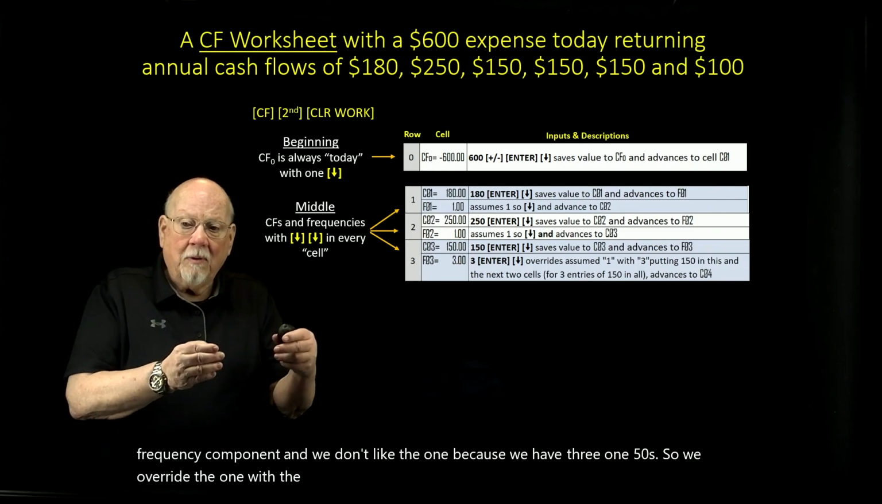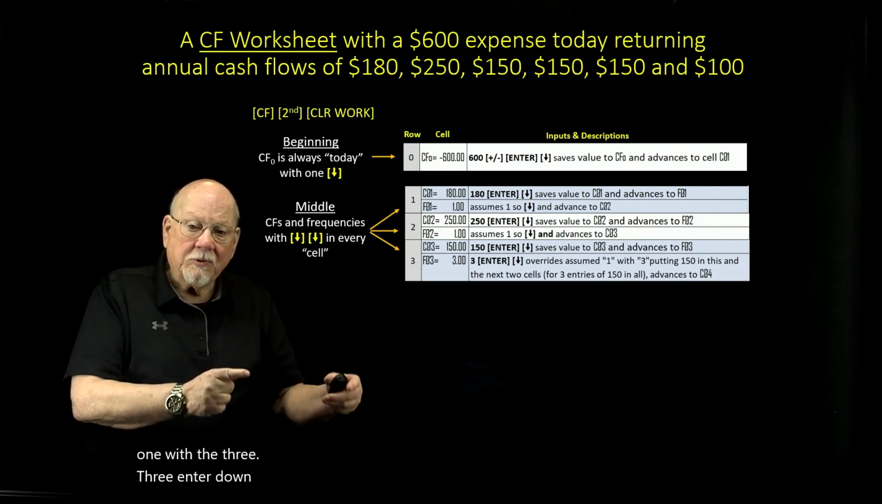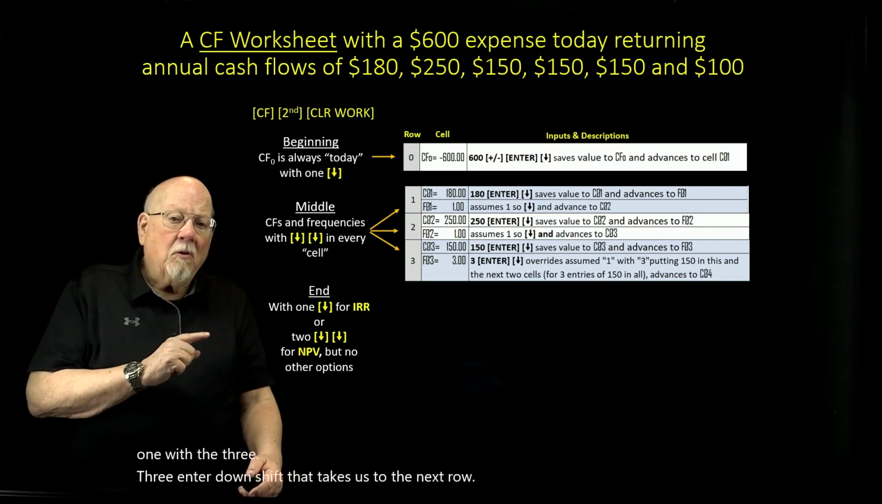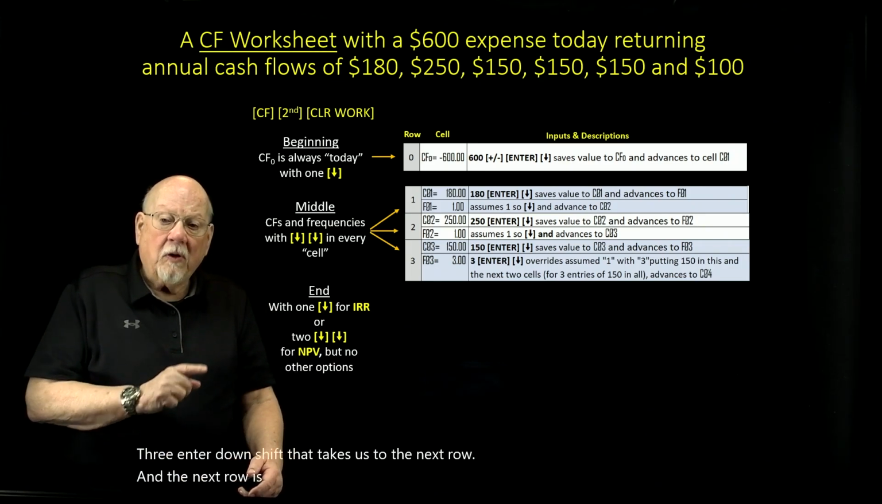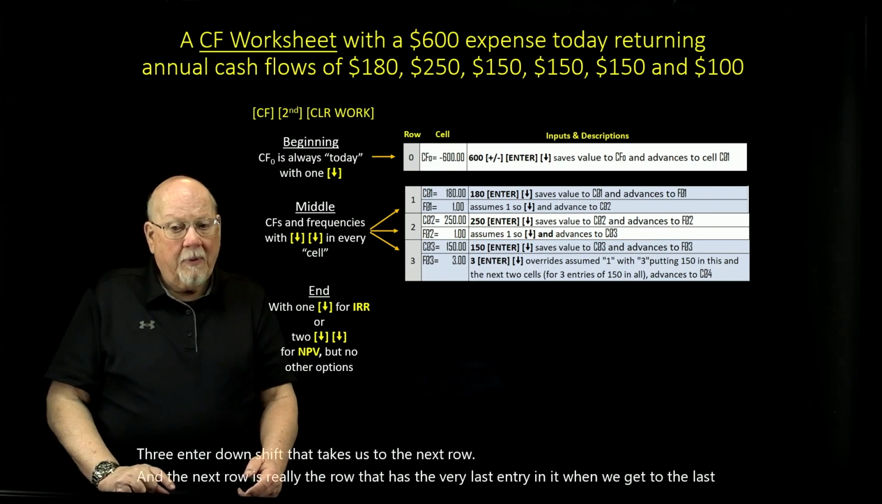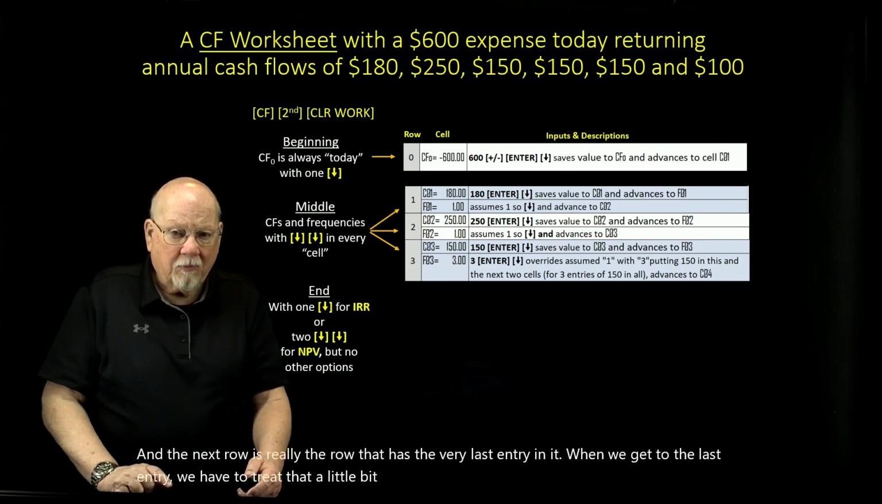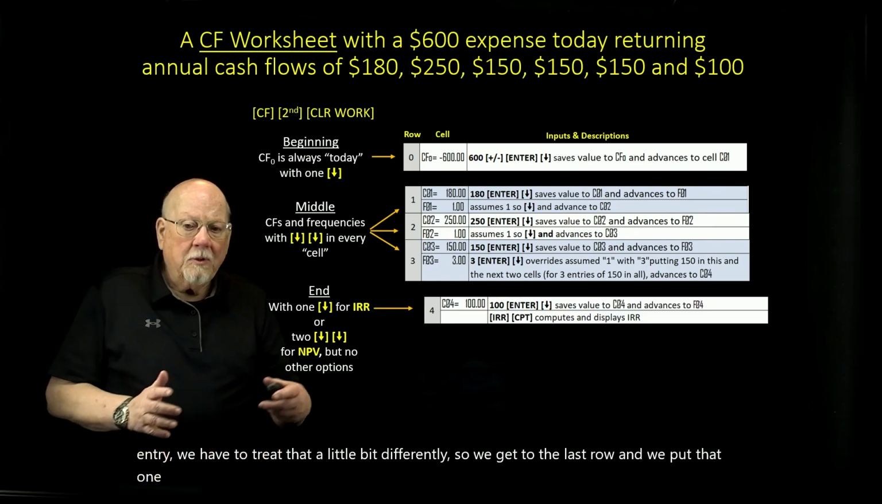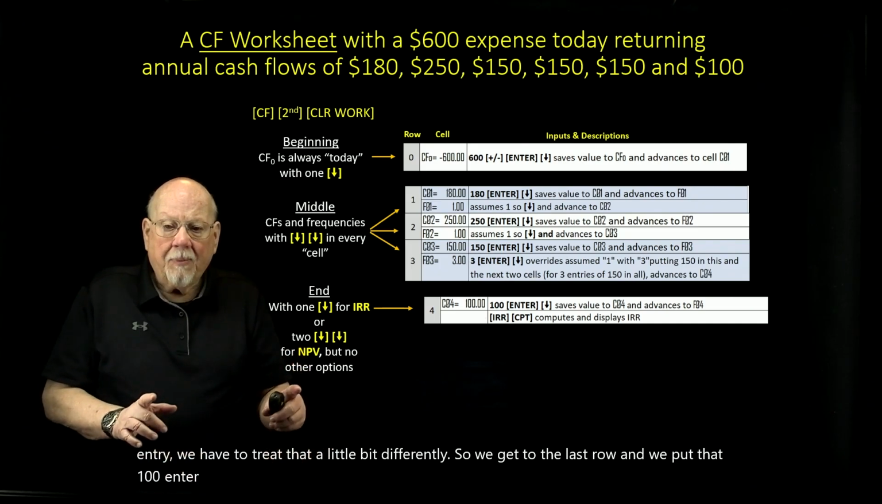So 3, enter, downshift. That takes us to the next row. And the next row is really the row that has the very last entry in it. When we get to the last entry, we have to treat that a little bit differently. So we get to the last row, and we put the 100, enter, shift down, and we stop.